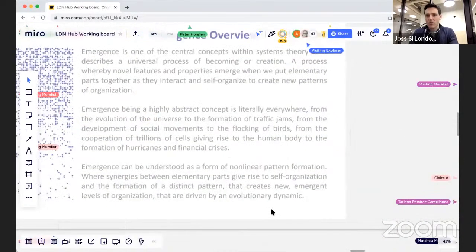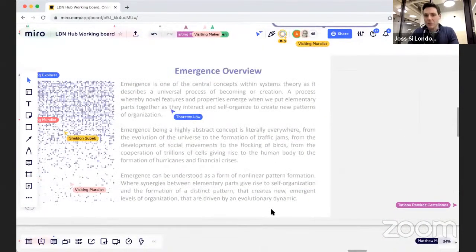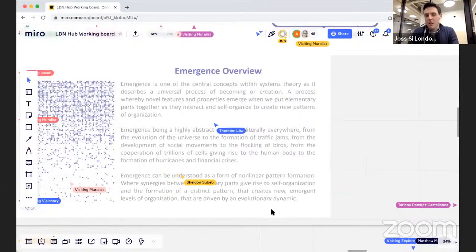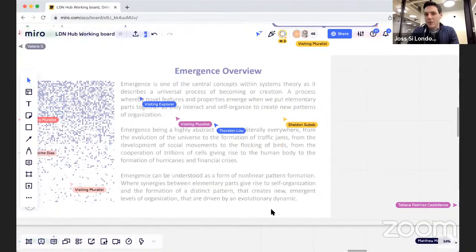Emergence is a central concept within systems theory as it describes a universal process of becoming or creation. A process whereby novel features and properties emerge when we put elementary parts together as they interact and self-organize to create new patterns of organization.